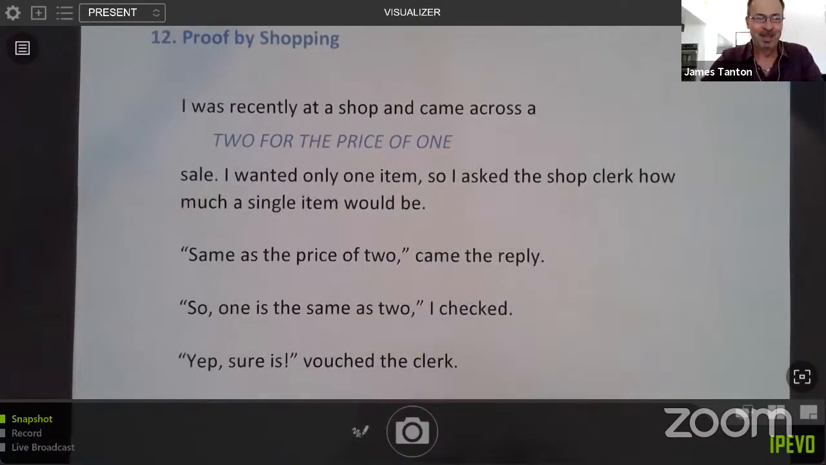What can I say? You shot me down on 11 proofs, actually 12. I gave that bonus algebra one. But there we are. Proof by shopping says it all in the end.